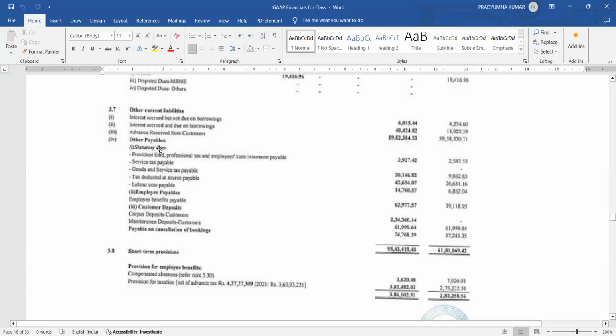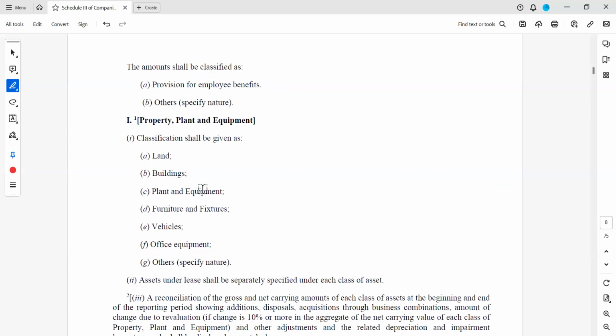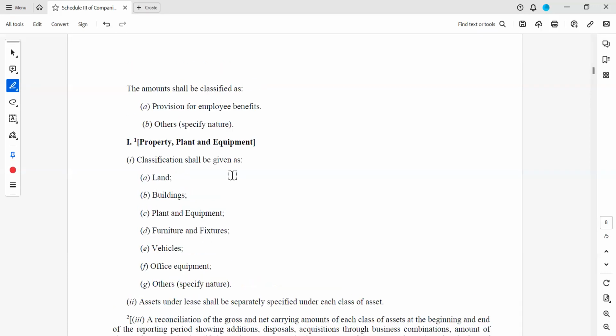Next, other payables. In other payables, they have differentiated statutory dues and employees payable. Unpaid dividends, application money received. Okay, let me just resolve it.